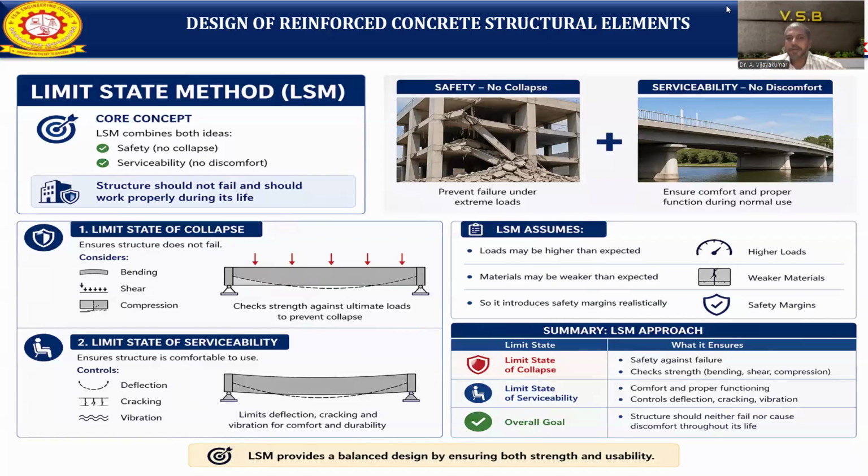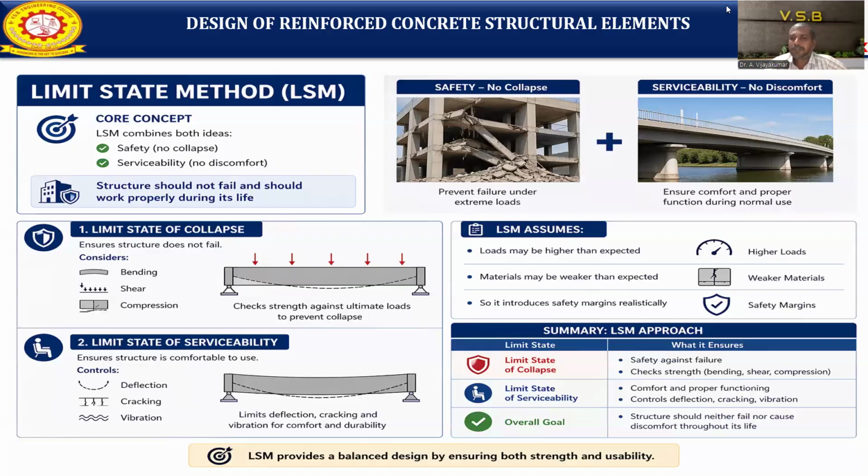So we need to assume the loads may be higher than expected. In the limit state method we take and assume higher loads. Then the material may be weaker than expected. So it introduces a safety margin, and here we are going to use the factor of safety for that.